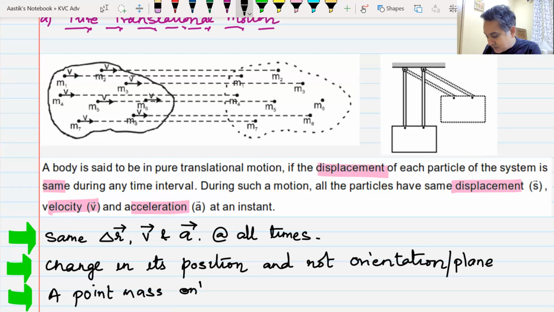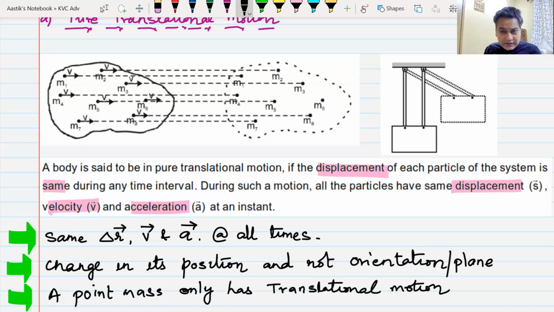A point mass only has translational motion. Do we understand this? Yes, sir. A point mass only has translational motion because it is a point. It does not have any orientation. Even if it changes the orientation, you will never know because it is a point mass. So point mass only has translational motion.